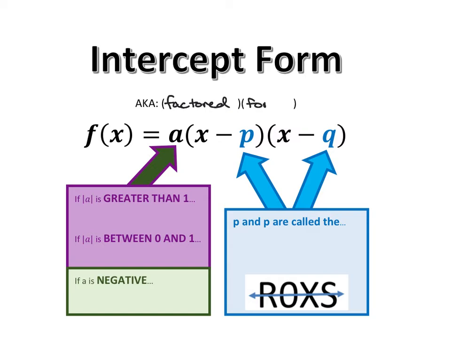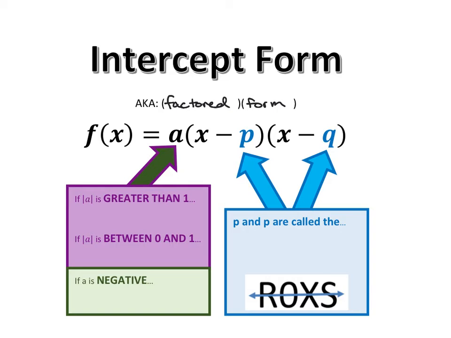So if you want to think of intercept form as factored form, it's going to look very similar to when we solved quadratics by factoring. But in fact, this entire form of a quadratic tells us a bunch of information. So the same way that vertex form told me the vertex and axis of symmetry, the intercept form of a quadratic is going to tell me the intercepts.